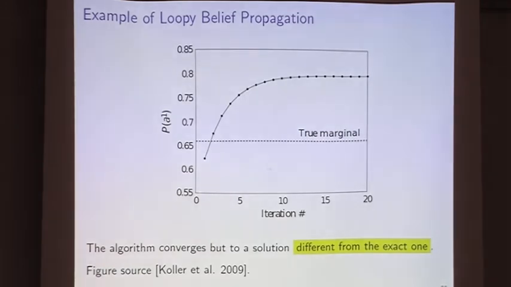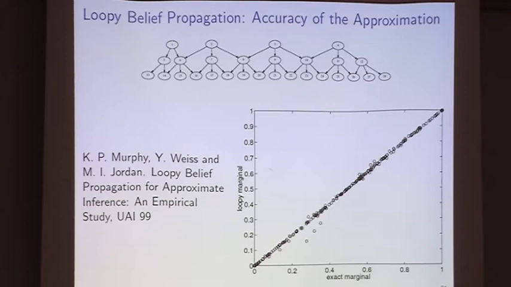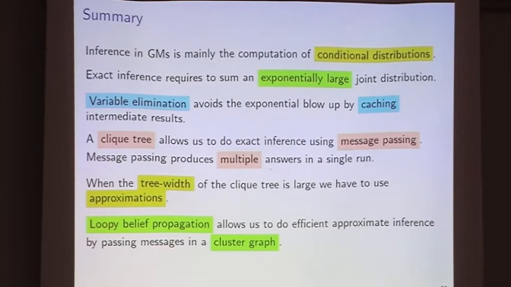So this shows an example of the execution of loopy belief propagation, and we see that the approximation of the marginal changes as we run the method, and it's different from the true marginal. This shows some examples of exact marginals and the approximation produced by loopy belief propagation, and it can be very accurate in this case. And that's more or less it.